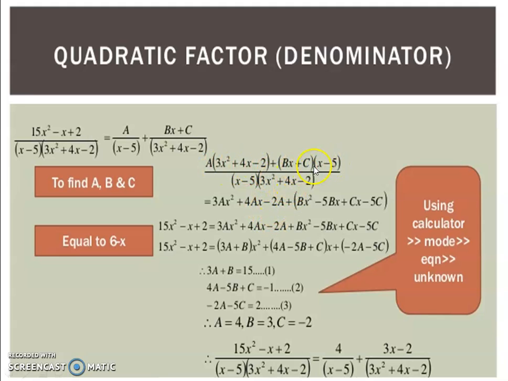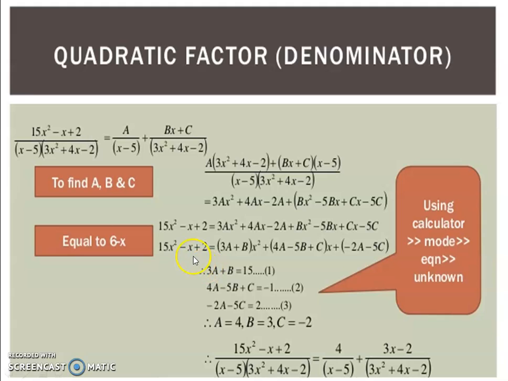Now we multiply (bx + c) into (x - 5): bx into x is bx², bx into minus 5 is minus 5bx, c into x is cx, and c into minus 5 is minus 5c. We take the multiplication of the two brackets, (a + b)(c - d). Now simplification is possible. 15x² - x + 2 remains the same, equal to 3Ax² + 4Ax - 2A + bx² - 5bx + cx - 5c.